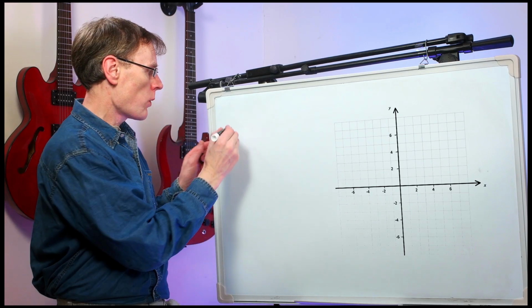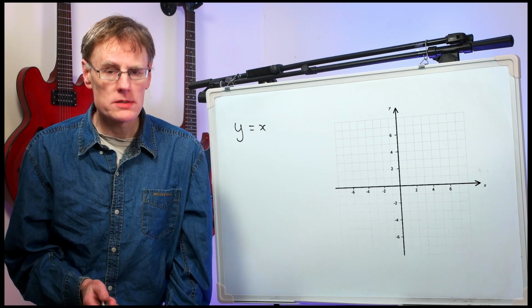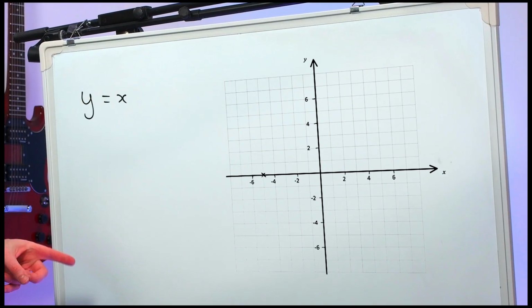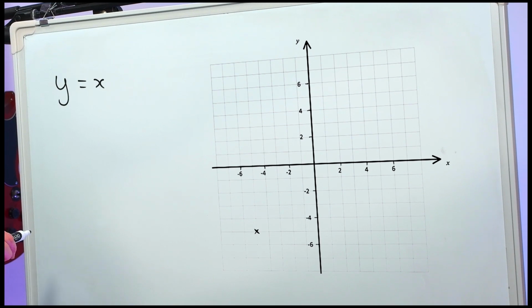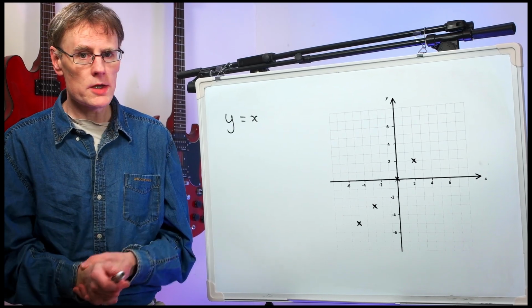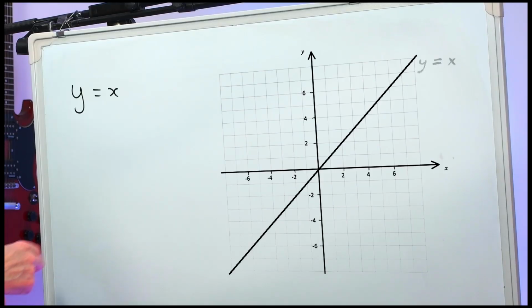Now, how about y equals x? So we start with values of x. X is the input. So let's say we start with x equals minus 5, then y equals minus 5. X equals minus 3, y equals minus 3. If x equals 0, y equals 0. If x equals 2, y equals 2, etc. Again, you get an infinite set of points. This line is called y equals x.